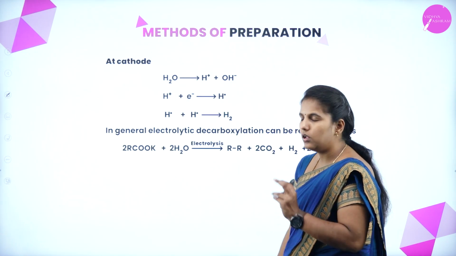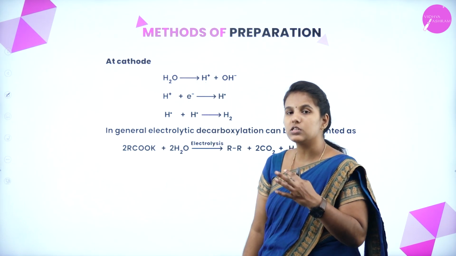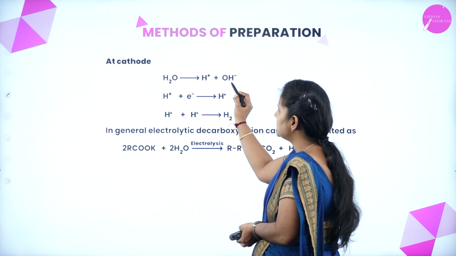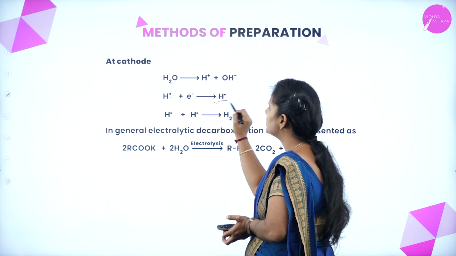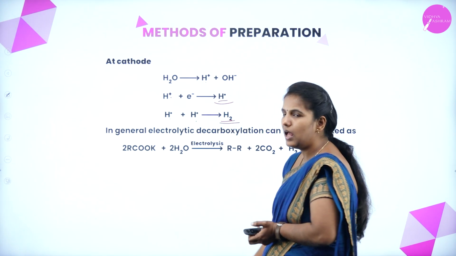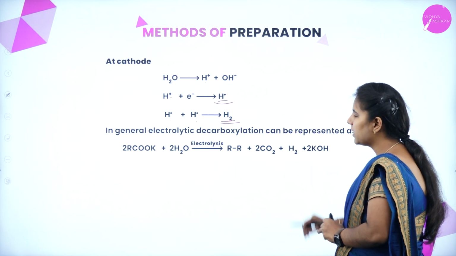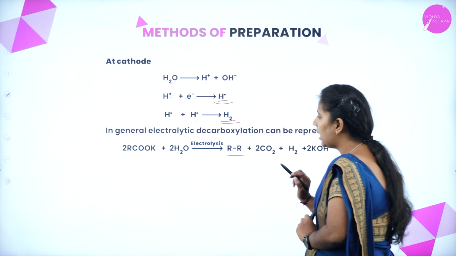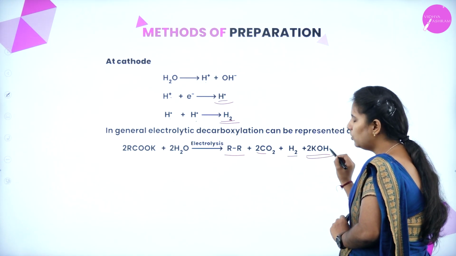Similarly, at the cathode, we know that H plus ions will be there, which is also formed due to the water molecule because we have taken the aqueous solution. So, H plus and OH minus, and this H plus ion gains one electron and forms a hydrogen radical. This hydrogen radical combines with another hydrogen radical and forms a hydrogen molecule. So, the general electrolytic reaction can be represented like this: 2RCOOK plus 2 water molecules give rise to R-R and 2CO2, H2 and 2KOH.